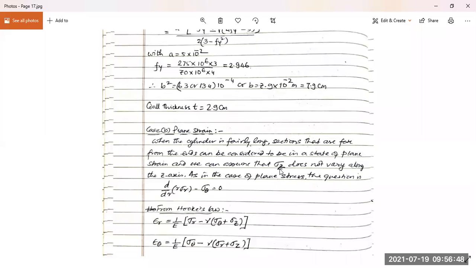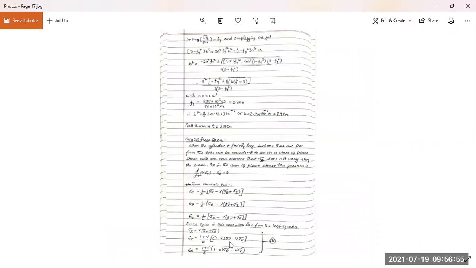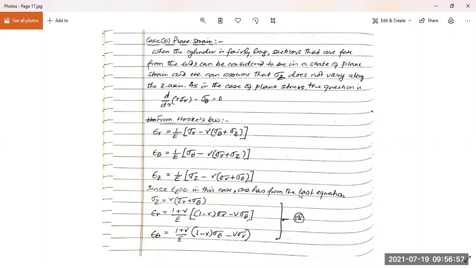Now, what happened here? In Hooke's law, we know we have deduced in the ordinary strength of materials that epsilon r is equal to 1 by E.